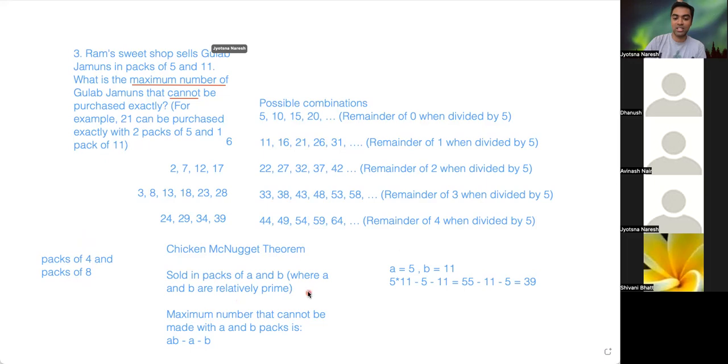So that's why you need this additional constraint that A and B are relatively prime, which basically means that A and B don't have any common factor other than 1. So if they're both divisible by 4, then all the things I can make are divisible by 4, so I can't really solve the question. But if the two numbers are relatively prime, then it'll always be this number, AB minus A minus B. Any questions on this?